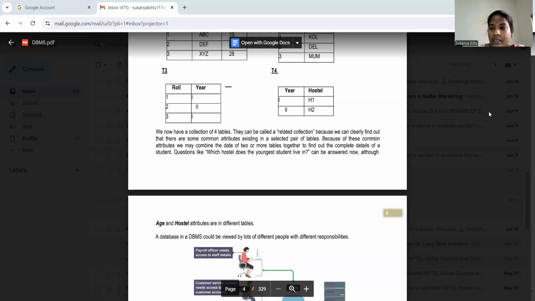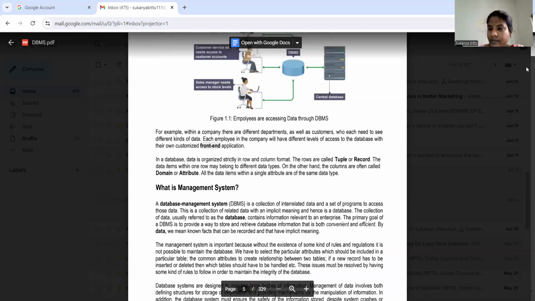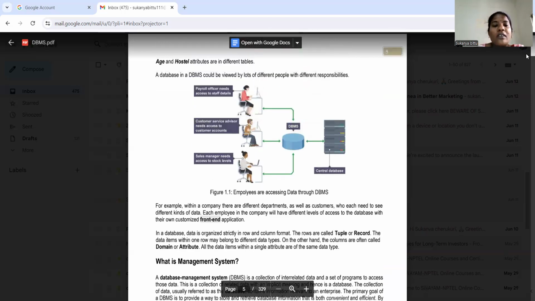So the database holds all the data stored. Employees are accessing the data through DBMS. How will it work? Payroll officers need data from the DBMS, and the payroll officers' data is also stored in the DBMS. Customer services advisors need access to the customer accounts, also stored in the DBMS, and a sales manager needs access to the stock levels. So these employees are accessing their data through DBMS.